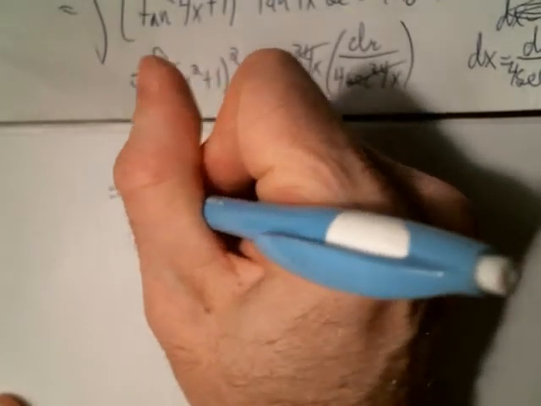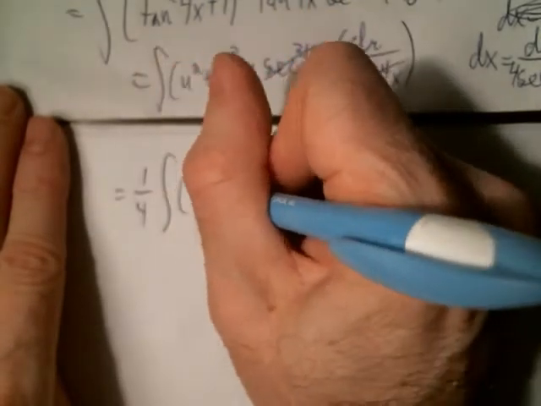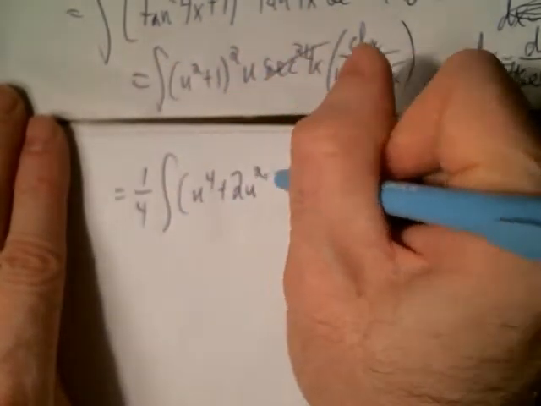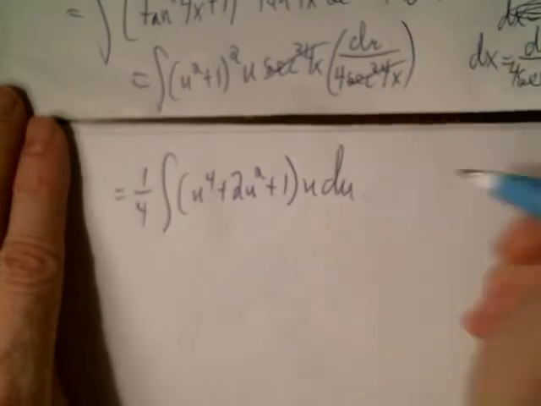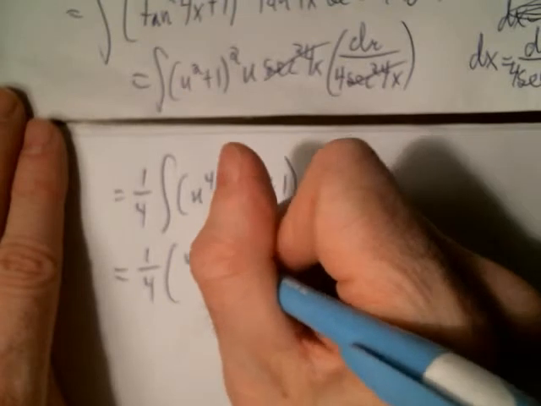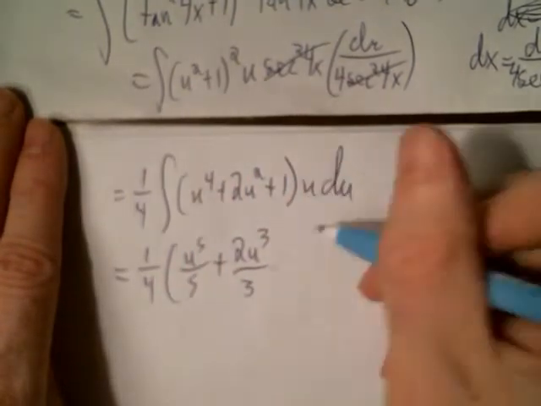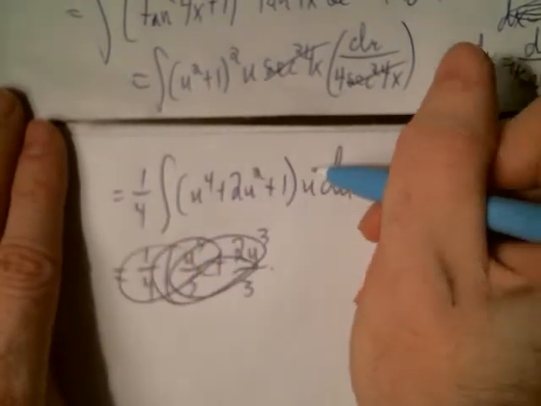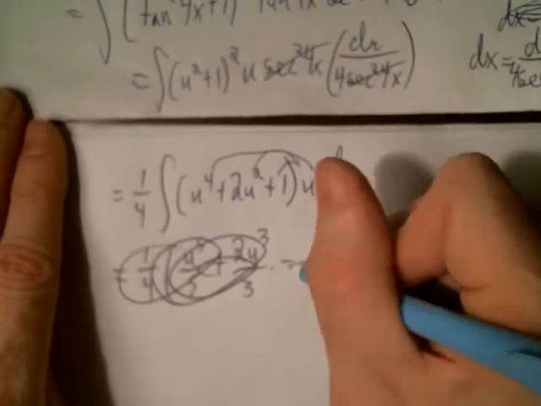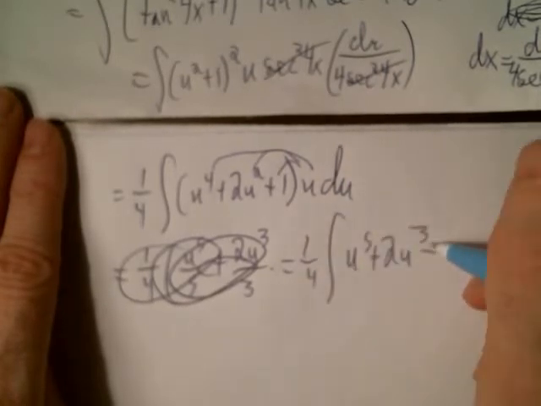Right, so there's a constant there, be aware. You've got to pull out a 1/4. We can FOIL out this thing. So we'll have u to the 4th plus 2u squared plus 1 times u du, and then we'll have 1/4. The integral of this thing will be u to the 5th over 5 plus 2u cubed over 3. Whoops, I forgot to distribute the u. Sorry, not yet. So 1/4 integral of u to the 5th plus 2u cubed plus u times du.